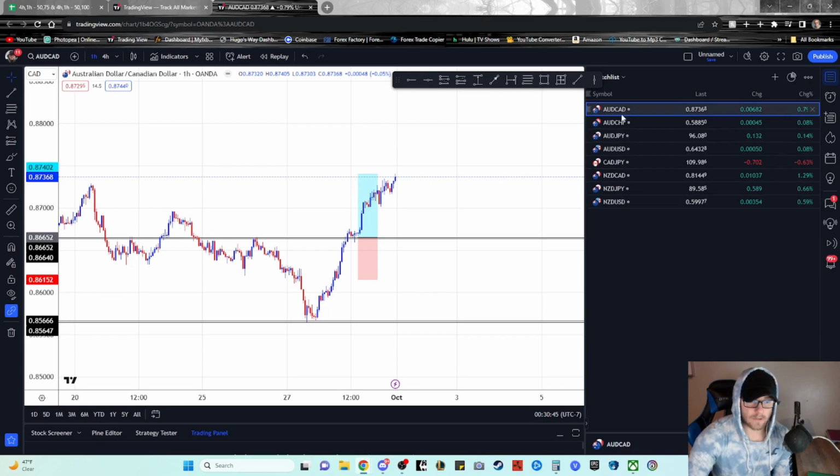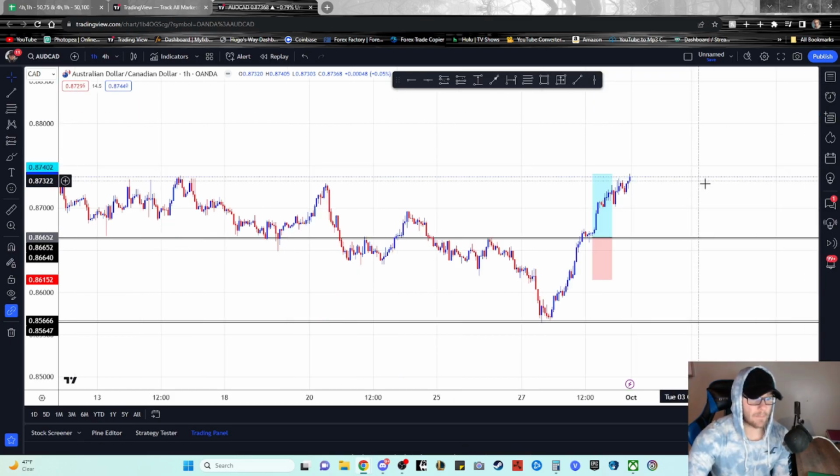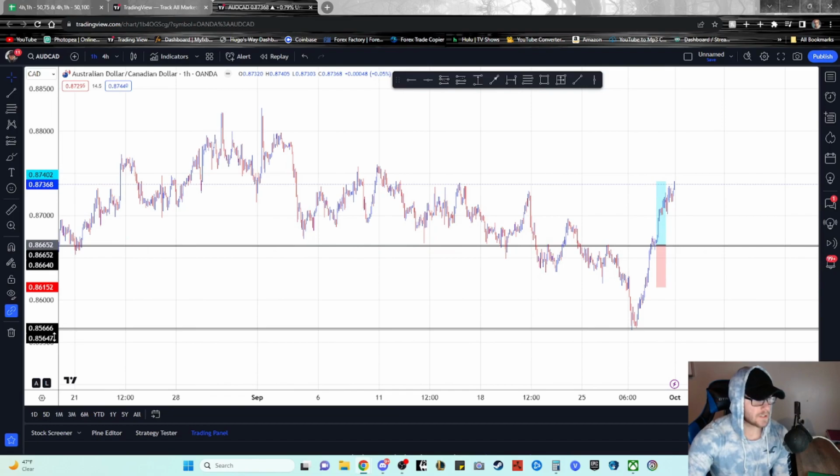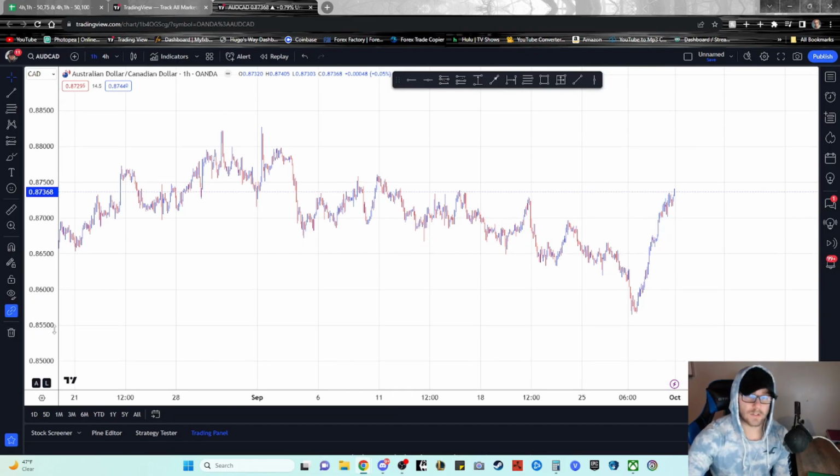These are the pairs right here on the right side of the screen. Today we're going to be backtesting AUD CAD, just to go in order here. We're just going to jump into a live backtest. I want you guys to see exactly what I'm doing day in, day out. It's the same process over and over.